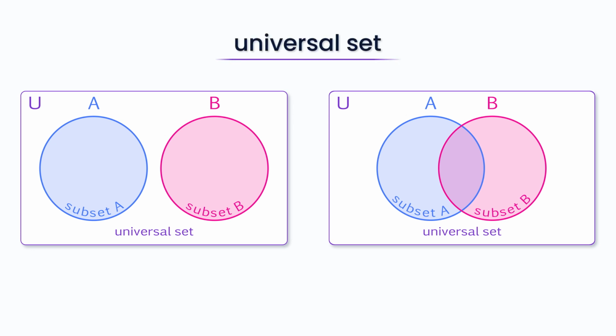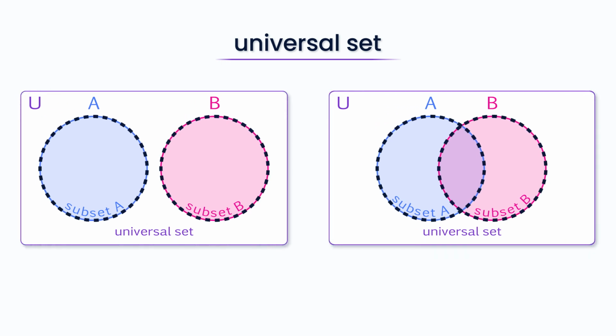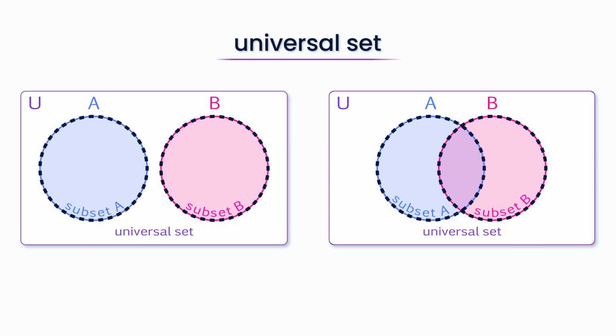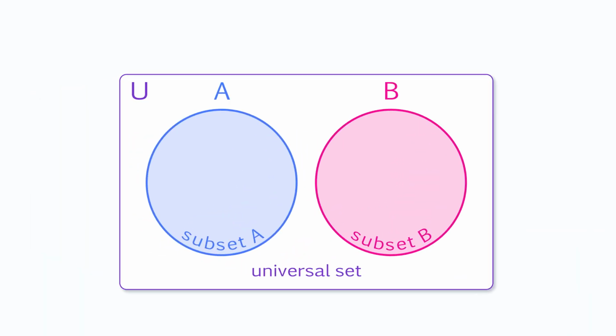Recall that a universal set contains all the elements that are relevant in a particular context. In a Venn diagram, a universal set, U, is represented by a rectangle. The two circles representing the two subsets are always located inside the rectangle. Let's take a closer look at the Venn diagram to the left.